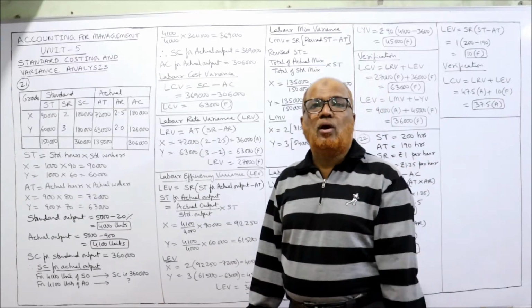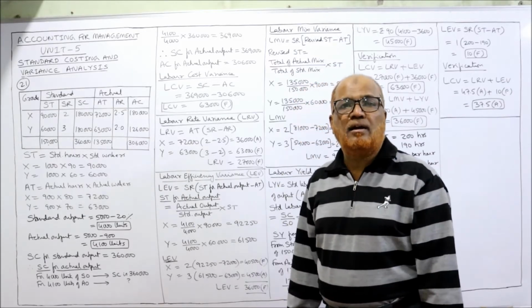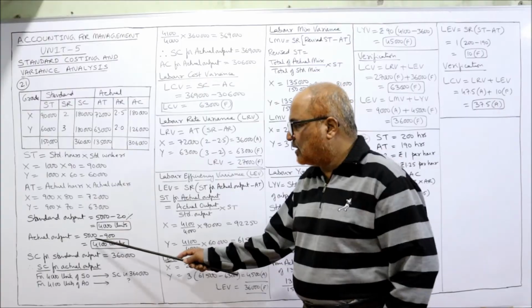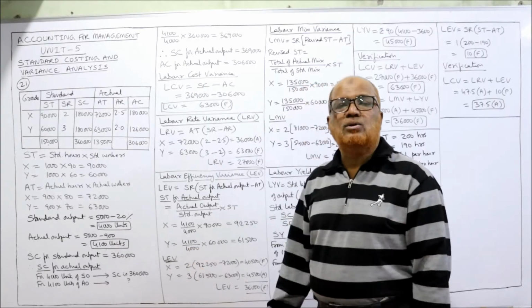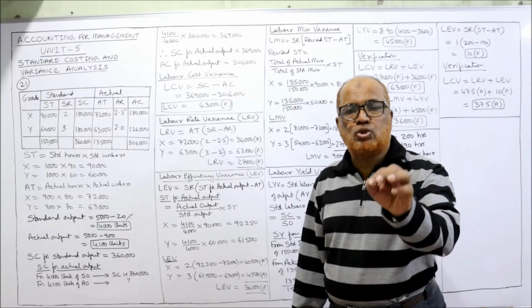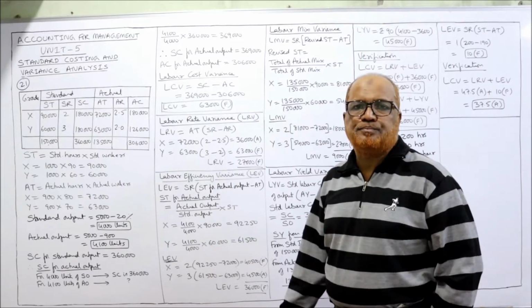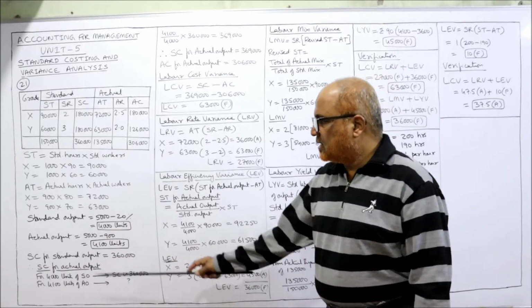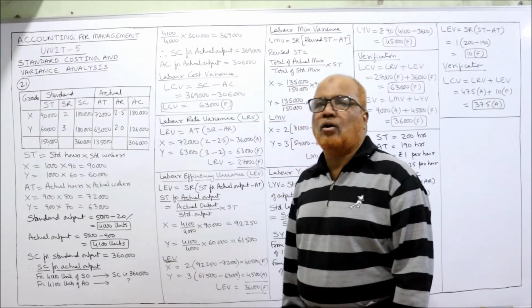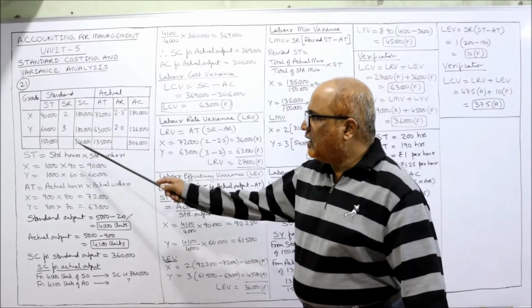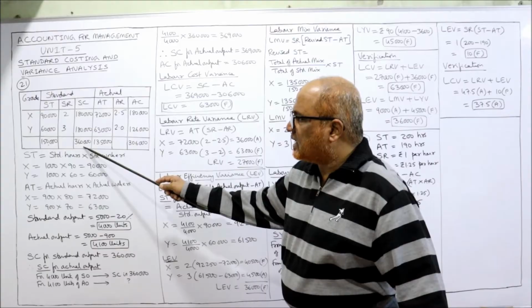Whereas actual loss is only 900 units. So 5,000 minus 900, 4,100 units is the actual output. This is the standard output, this is the actual output. Now, standard cost for standard output. The standard cost for standard output is 3,60,000.